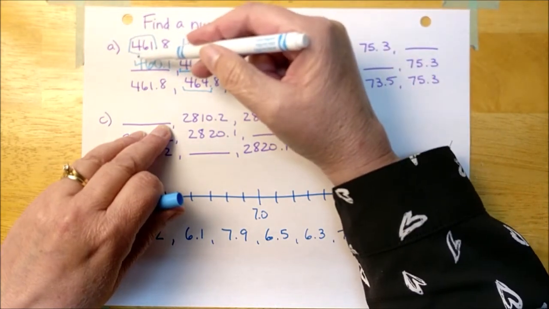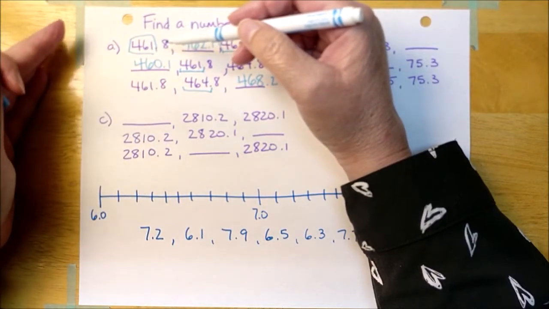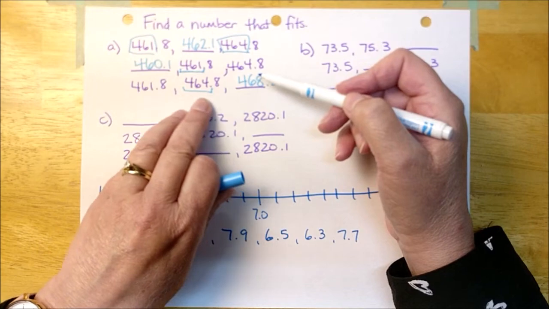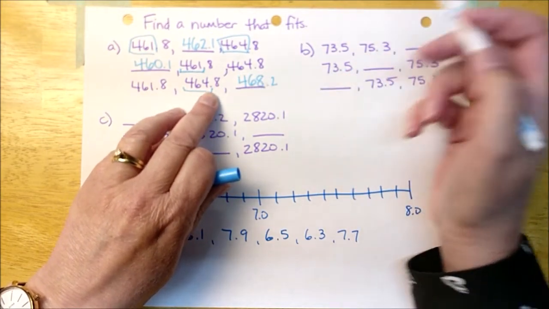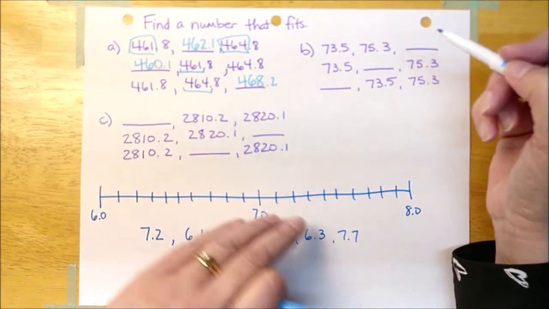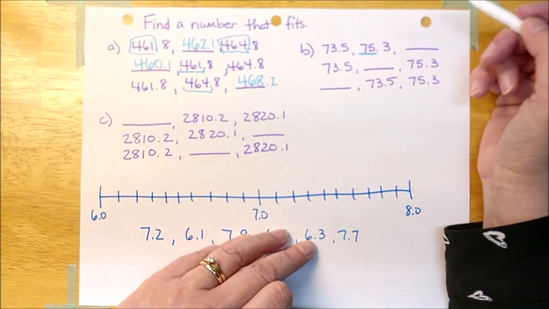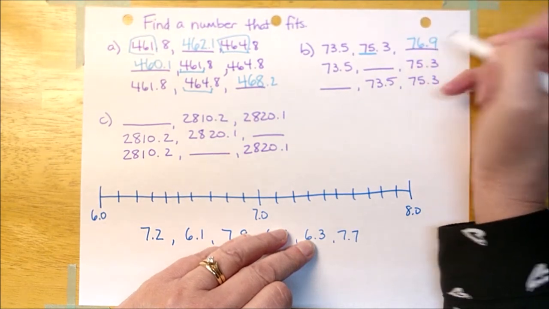Here we had 460 possible whole numbers and then all the decimals that go with it. And here we could have gone anywhere from 464 and 9/10 all the way to infinity and beyond. Here we are coming up with the number that comes after 75. So I could say 76 and 9/10.